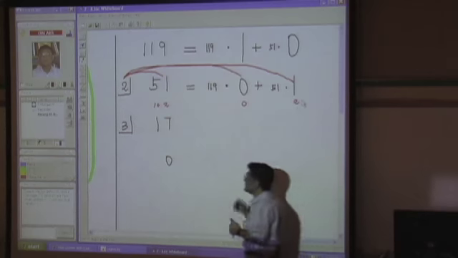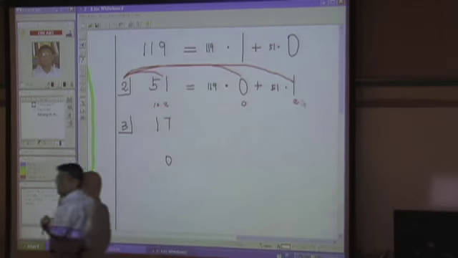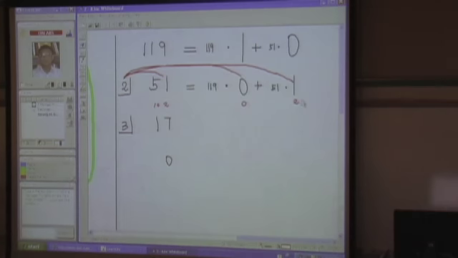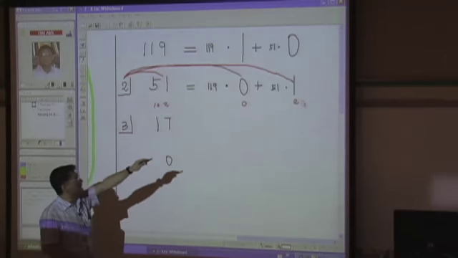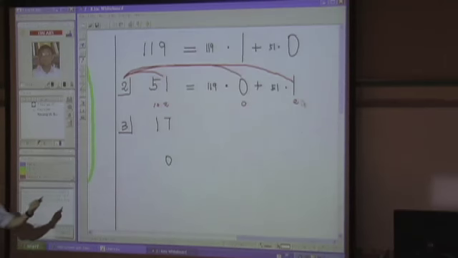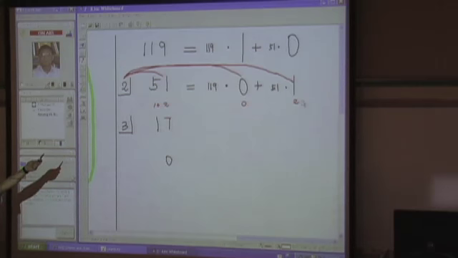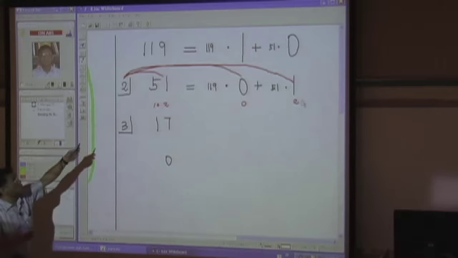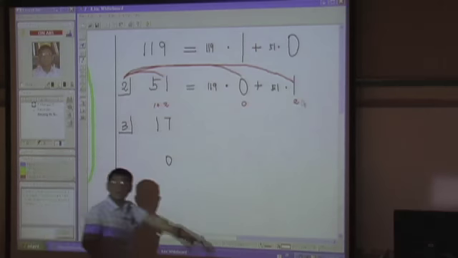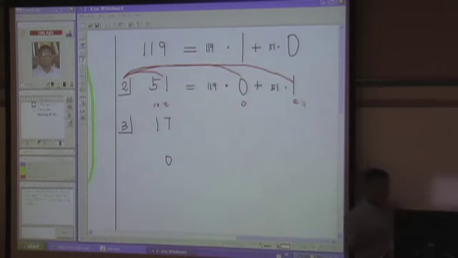I multiply this thing everywhere. In other words, this second line and this red line are essentially the same. Take a look. 102 equals 119 multiplied by 0 plus 51 multiplied by 2. Is it true or not? It's true. What I want to do is subtract this red line from the top line. That's what I want to do. Then what happens?